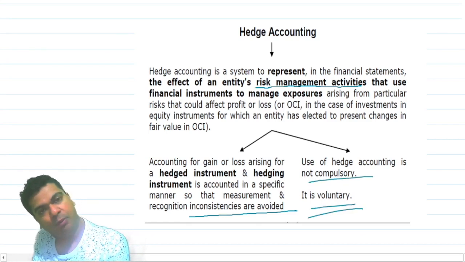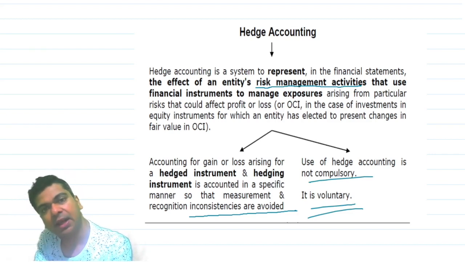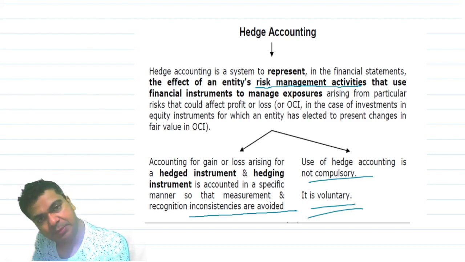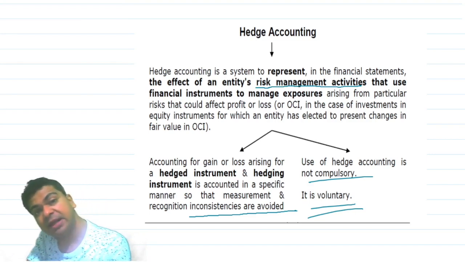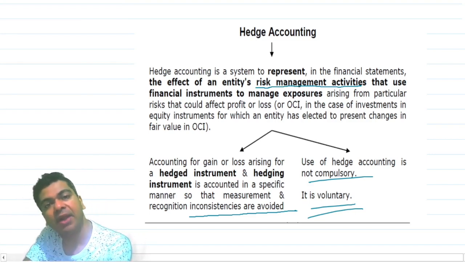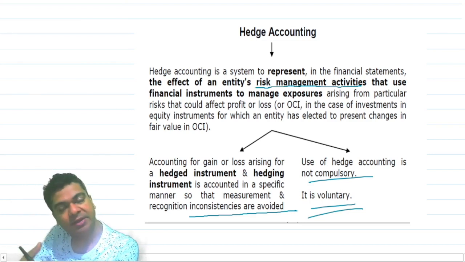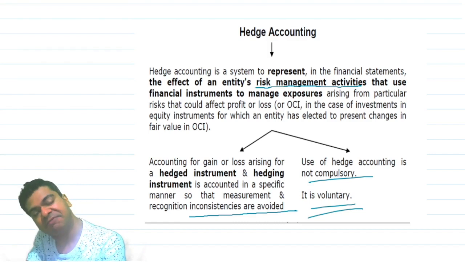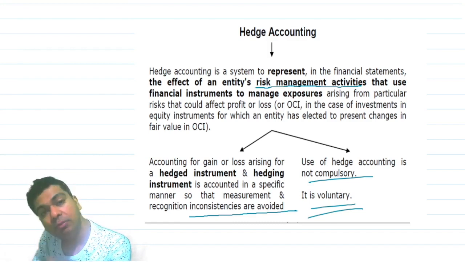So just think for a moment that the hedged item and the hedging instrument are not considered as a single item. Then it's quite possible that when it comes to the hedging instrument, you might be recognizing the gain or loss in the P&L. But when it comes to the hedged item, you might be recognizing the fair value gains or losses in the OCI. So one item is affecting the OCI, another item is affecting the profit and loss. So this is resulting in an accounting mismatch. This is resulting in measurement and recognition inconsistency.